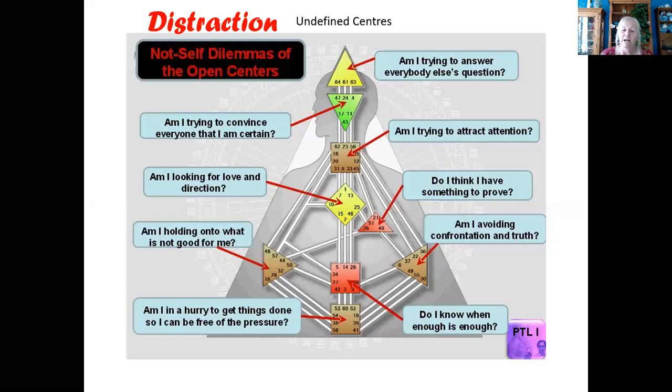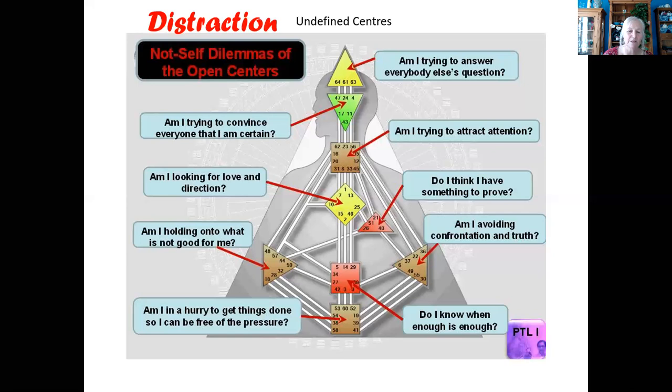Okay. Then the root center. Am I in a hurry to get things done so that I can be free of the pressure? So again, remember, this is a pressure center, and it brings that sense of urgency into the body, that feeling of like, oh my God, I must hurry up, must get things done, must do things quickly. If your root center is white, then you don't need to be doing these things. Are you doing that instead of waiting for, say, emotional clarity if you have an emotional authority? No, I must make a decision quickly. That's when you get into a not self decision.